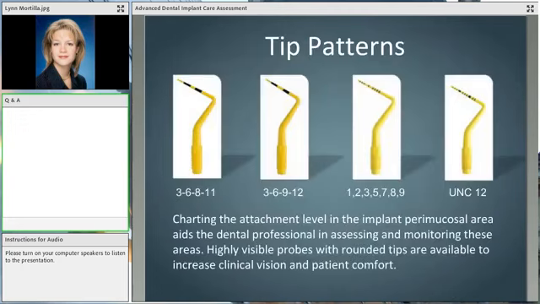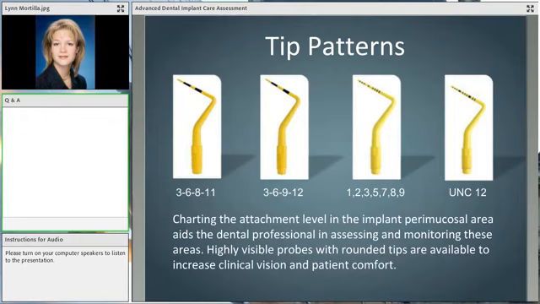Now, you have many different types of tips that you can use. In addition to probing depth, you're going to chart the attachment level if there is some recession in these areas. And these probes, the black lines, are very highly visible in the mouth, even posteriorly on the lingual side with the tongue in the way and in pools of saliva. So these are definitely times you want to look at these.